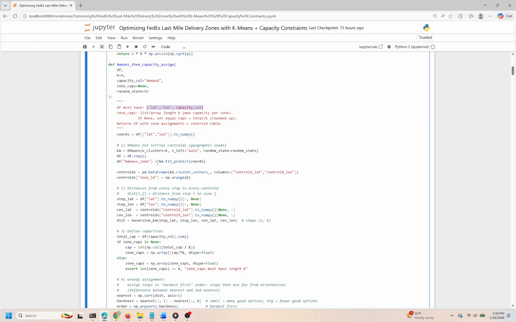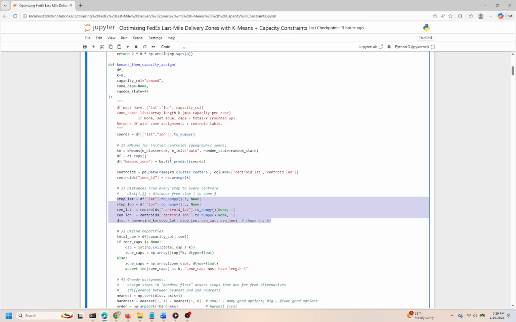center. Once the zones are established, we compute distances from each stop to these centroids using the Haversine distance formula, which accounts for the Earth's curvature, making it ideal for our geographic data. This distance metric is crucial because it allows us to prioritize assigning stops to the nearest available zones.